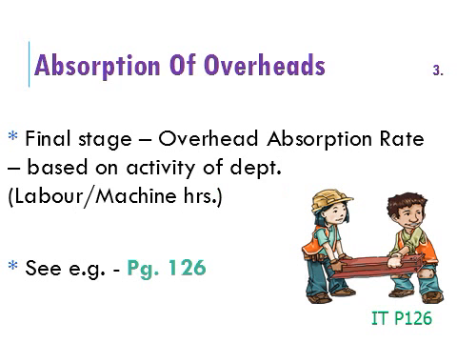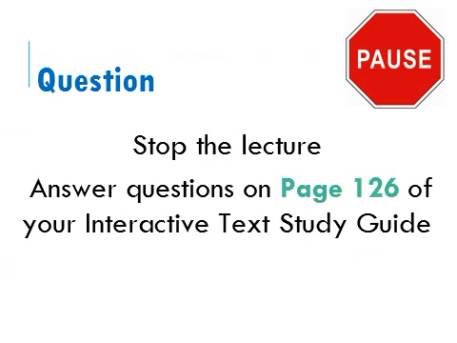3. The final stage of absorption costing is to calculate the overhead absorption rate, which is usually based on the activity of the department, normally machine hours or labor hours. For an example of absorption of overheads, see the example on page 126 of your interactive text study guide. Stop the lecture. Answer the question on page 126 of your interactive text study guide.